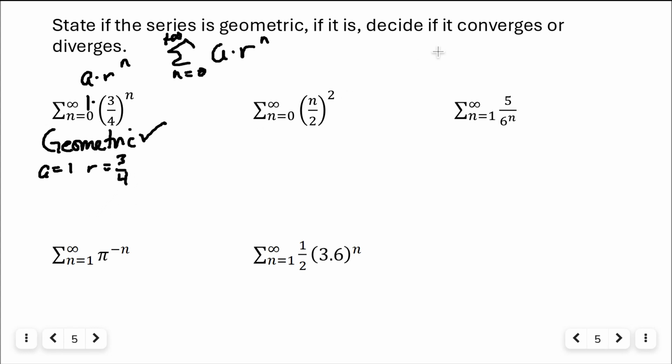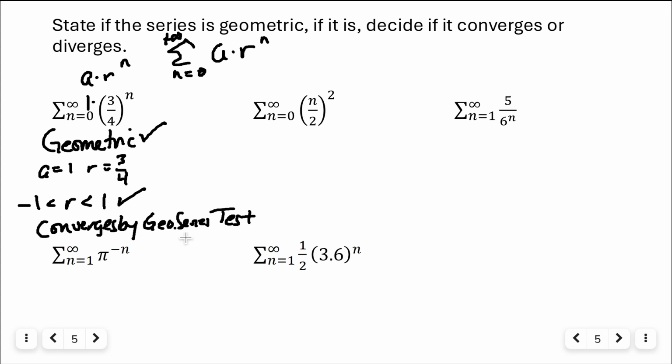Now, this series will converge if r is between -1 and 1, and it is. So this series converges by the geometric series test. This series converges by the geometric series test because r, 3/4, is between -1 and 1. a does not matter.